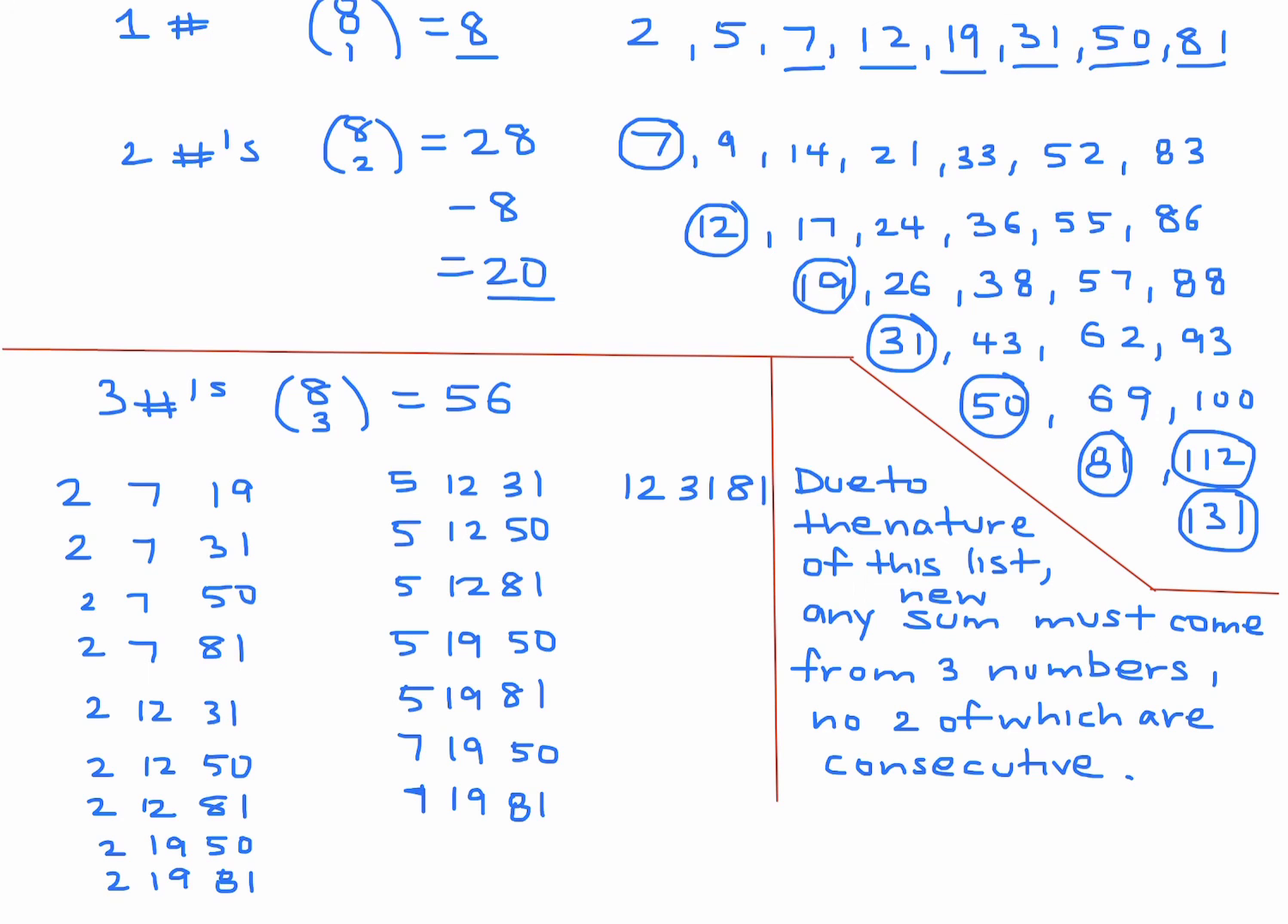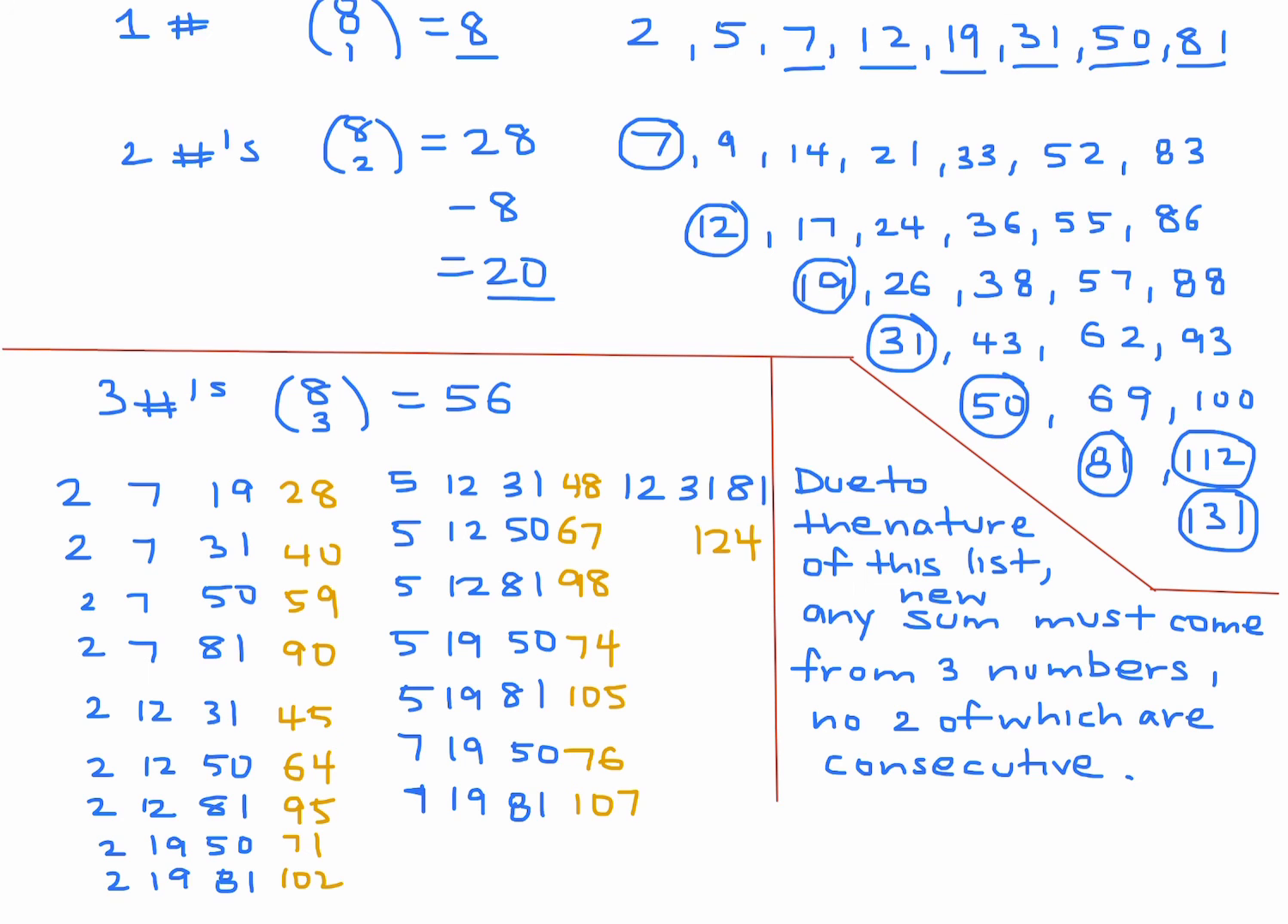Okay, now let's figure out the sums. So this will be 28, 40, 59, 90, 45, 64, 95, 71, and 102. 48, 67, 98, 74, 105, 76, 107, and this is 124.